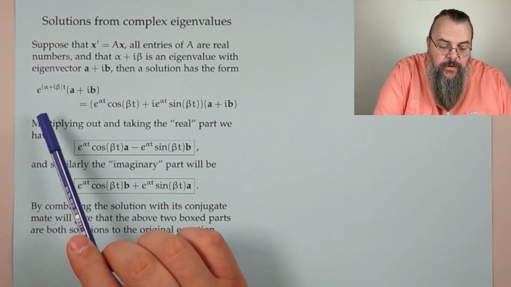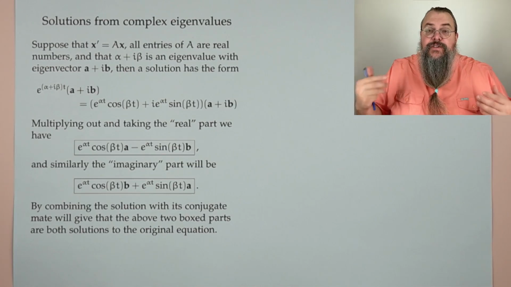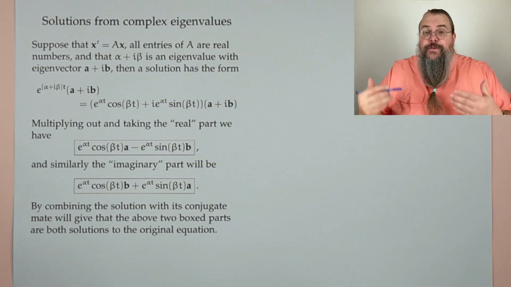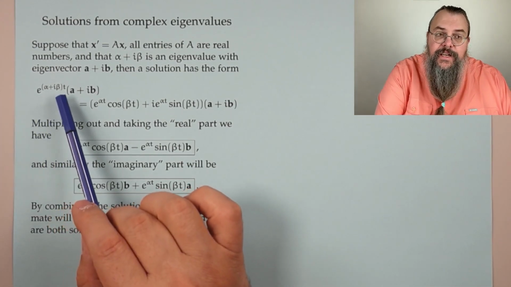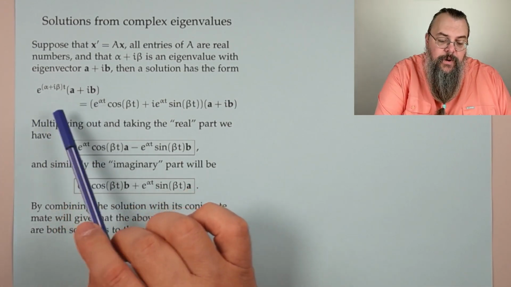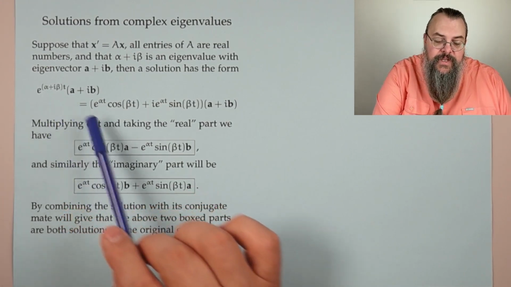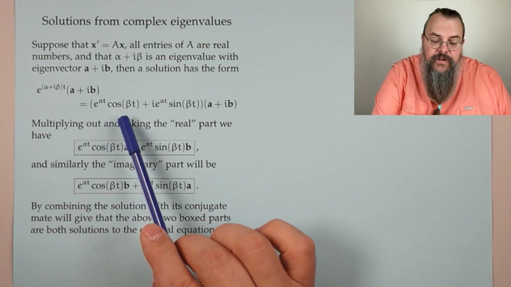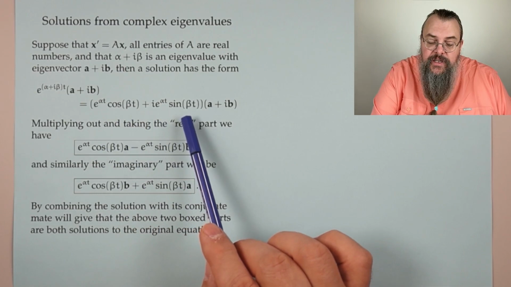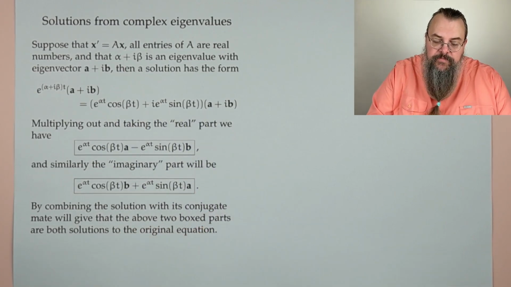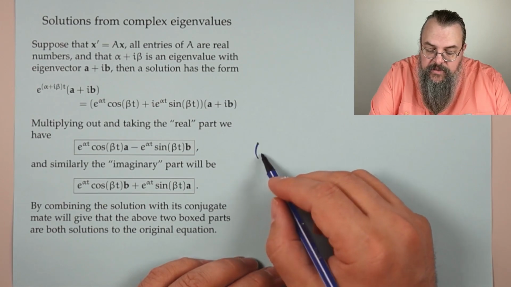Now, we still have the philosophy. It hasn't changed. We have e to the eigenvalue t times eigenvector. But we know how to rewrite e to the alpha plus i beta t. That's e to the alpha t cosine beta t plus i e to the alpha t sine beta t, times a plus ib.